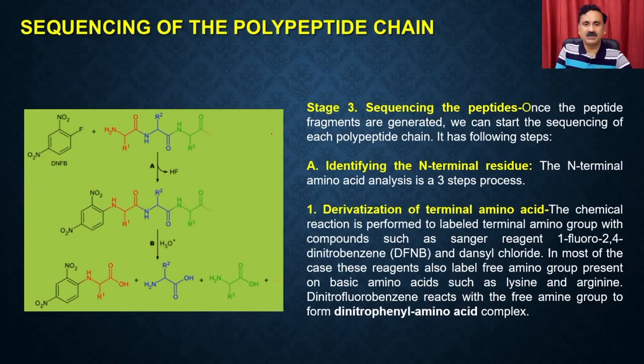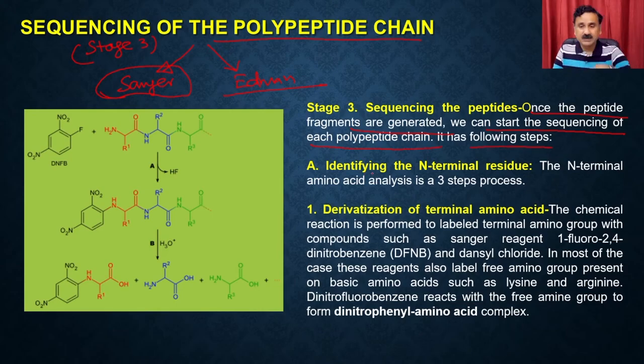So now in stage 3, you are going to do the sequencing of the polypeptide chain. You are going to have multiple polypeptide chains. For the sequencing of the polypeptide chain, you can use two methods. One is Sanger's method, or you can use the Edman degradation method, right? Let's first discuss Sanger's method. Once the polypeptide fragments are generated, we can start the sequencing of each polypeptide chain. It has the following steps.